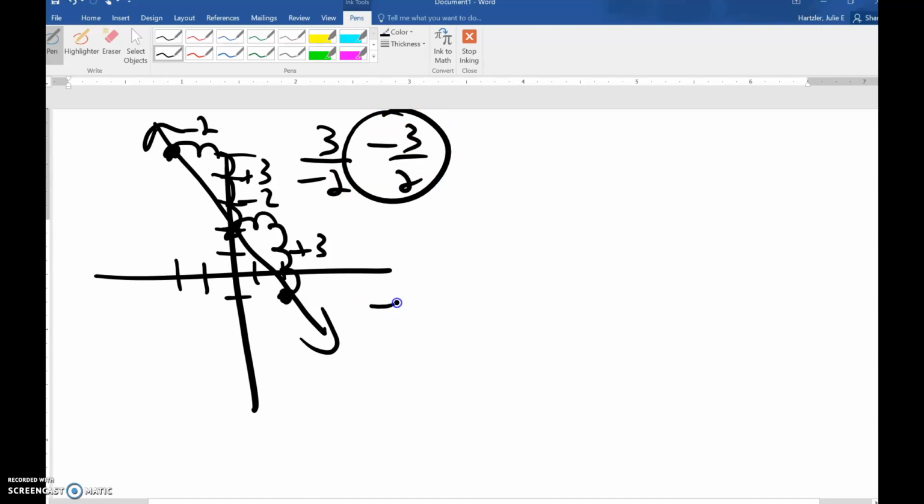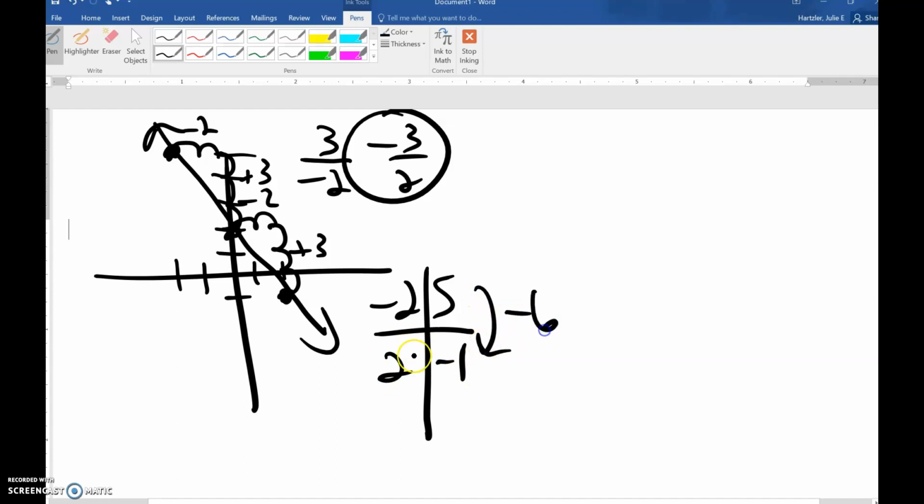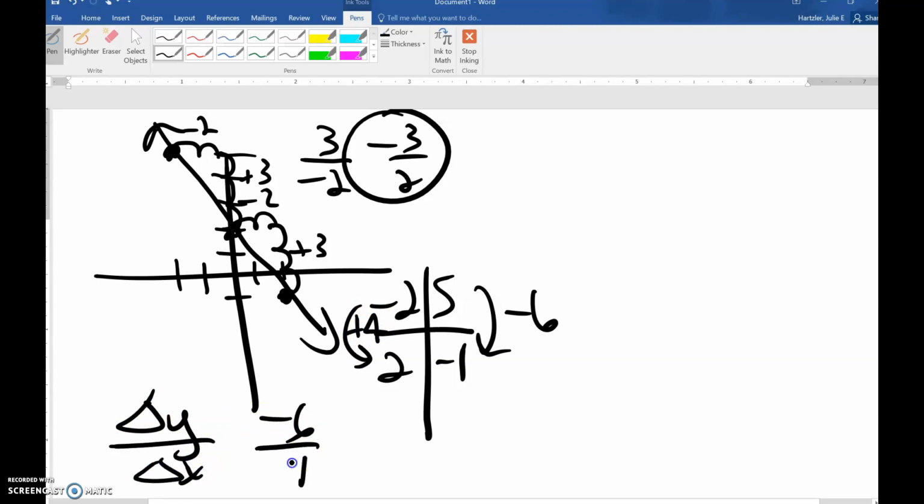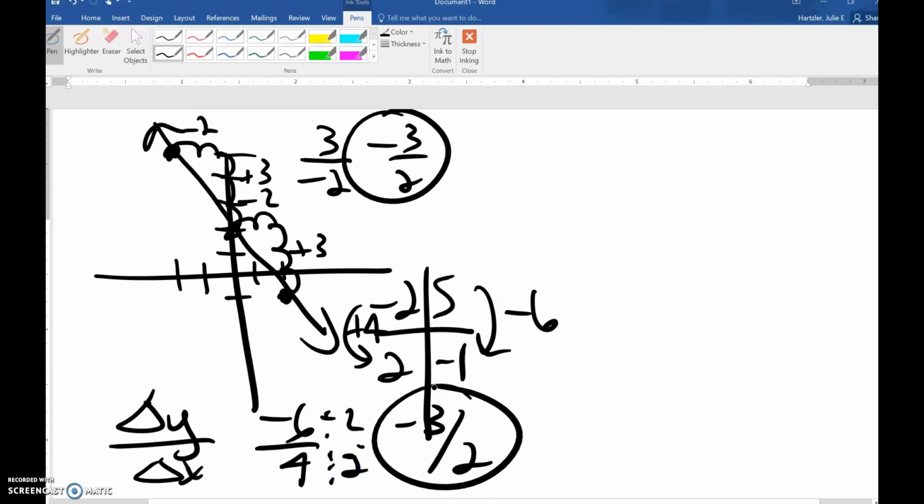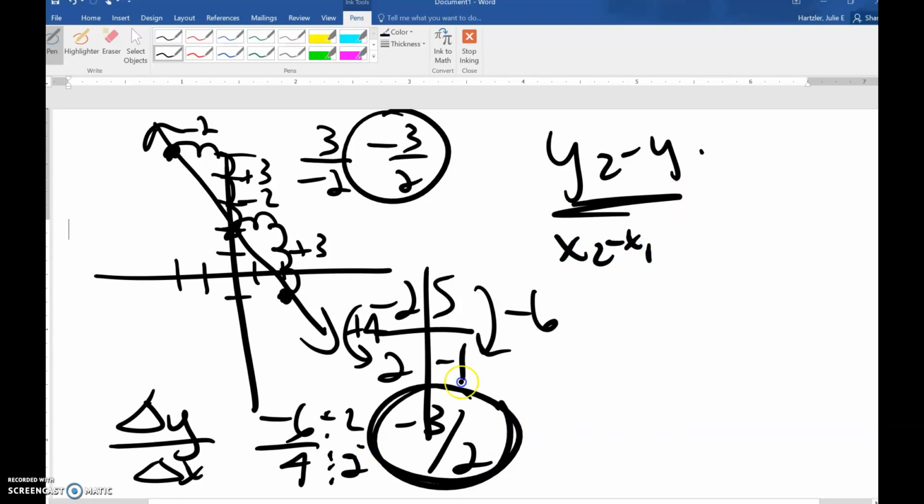The other way I could do that is to make the little input-output chart. So this is going down by 6. This is going up by 4. So change in y over change in x is -6/4. And I could simplify, and what is it, -3/2, get the same answer. And if you like the formula, y2 minus y1 over x2 minus x1, same thing, you should get a -3/2.